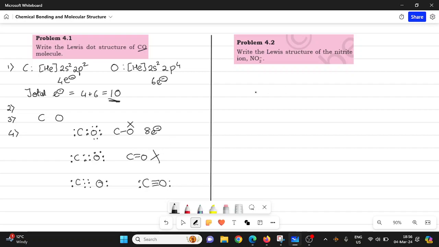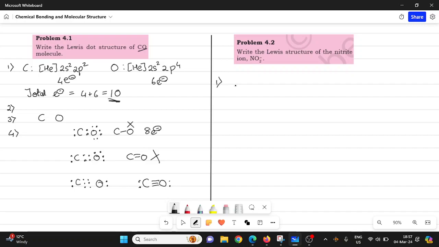Next one is slightly tricky, but I'm sure we can figure it out. You have NO3 minus, NO2 minus. It's been a long day, I can't basically see any. So it's NO2 minus, the nitrite ion. So the first step we're going to do is figure out the total number of electrons.